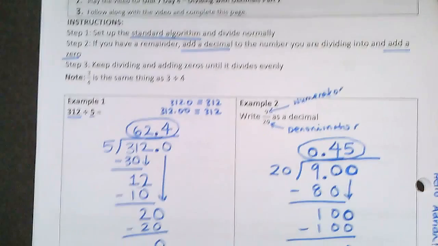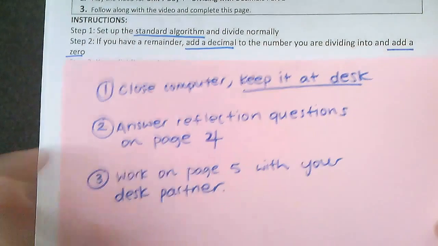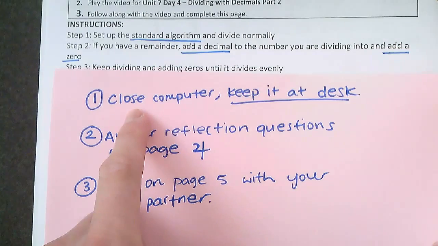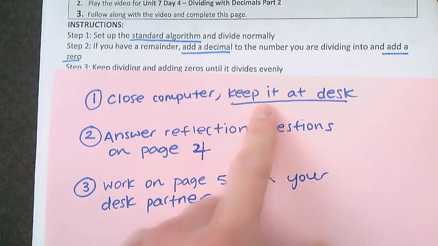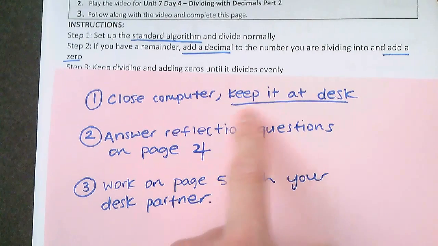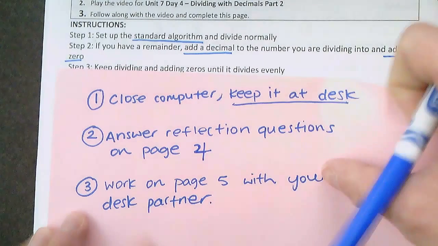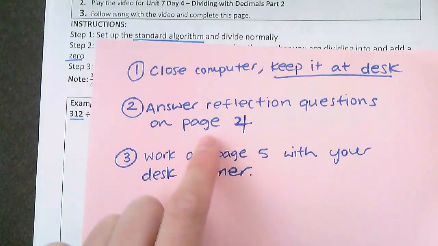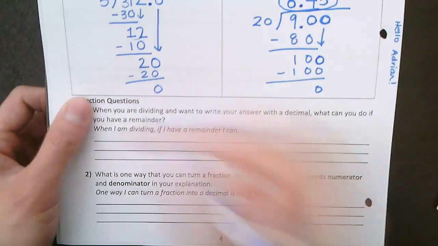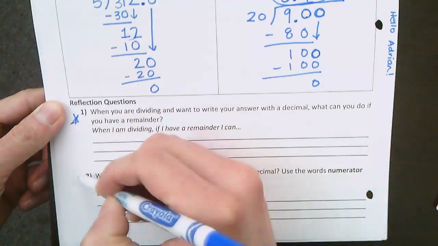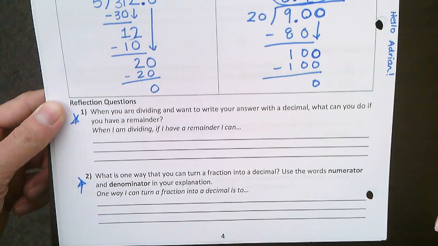So once you have these two examples, the first thing that I want you to do, step 1, is now I want you to go ahead and sign out, close your computer, and today it's a little bit different. I want you to keep it at your desk. Keep the computer after it's closed at your desk. Then you're going to answer the reflection questions on page 4. That's these two bottom questions right here, right? This one and this one. Answer these in your own words.